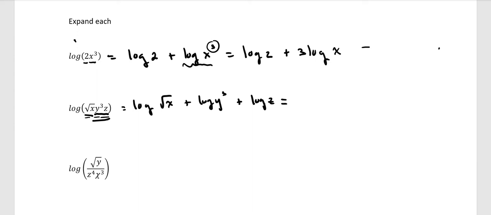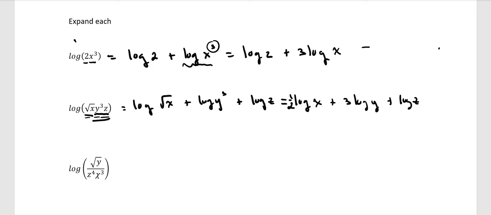All right, now this square root of x, written as a power, is x to the 1/2, so that can come out in front. So that first term can be written, out in front I said, 1/2 times log x. Then the next one, same deal, can be written 3 times log y. And the log z we'll just leave alone. He's not hurting anybody there. And that's expanded as far as we're going to expand it.